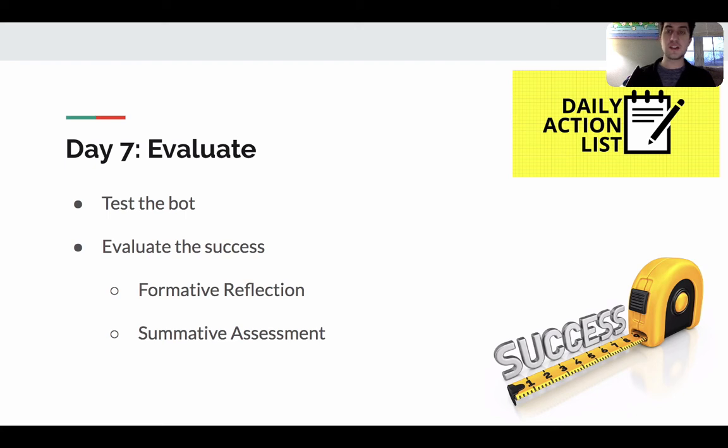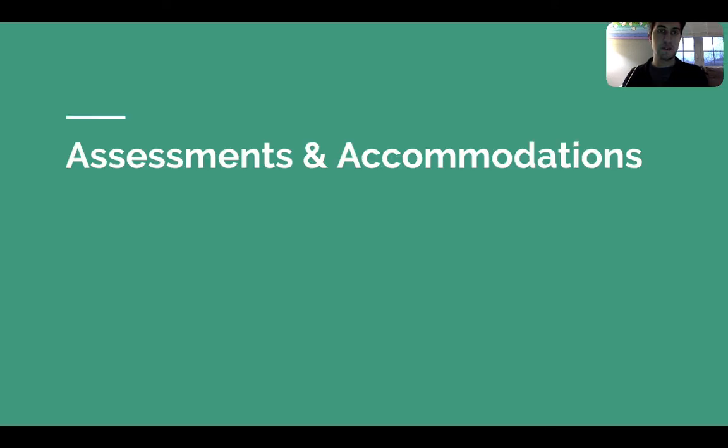They're going to evaluate the success of their robots, and the success of other robots they see in their class, through a formative reflection, and eventually through a summative assessment as well, which took day 8 for some of my students. The formative reflection will help me gain and evaluate students' knowledge. And the summative assessment is just the student's ability to help me determine the lesson's effectiveness.